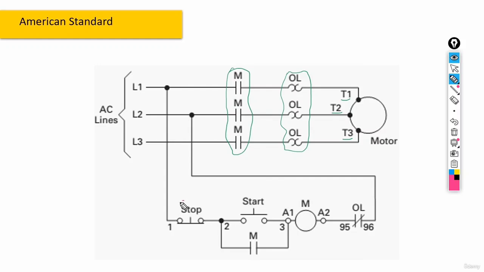For example, the stop push button is set here, and on this side, we have the bimetal or the overload relay's normal closed contact. And you can also see the terminals 95 and 96. Here we have the contactor's bobbin, then the start push button, and then here we have the contactor's contact with numbers 13 and 14.